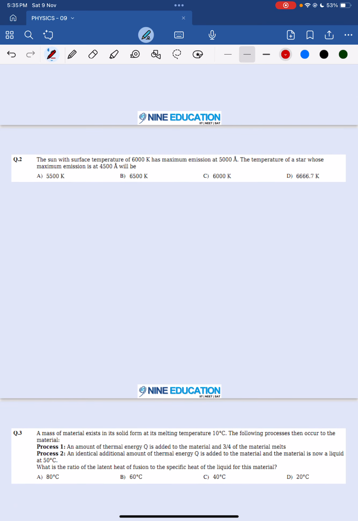Next question. The sun with a surface temperature of 6000 Kelvin has maximum emission at 5000 angstrom. The temperature of the star whose maximum emission is at 4500 angstrom will be? We can see that lambda is inversely proportional to temperature, or we can write lambda 1 T1 equals lambda 2 T2, correct? So lambda 1 by lambda 2 is basically T2 by T1.